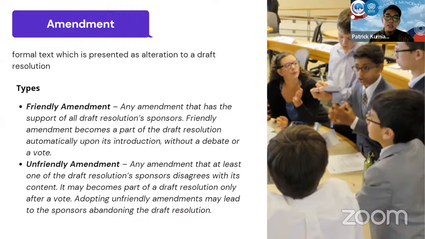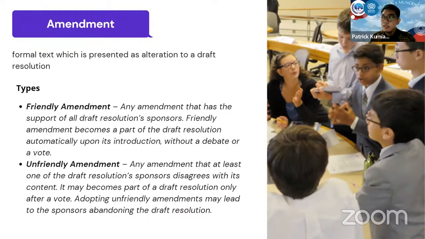Next is unfriendly amendment. So any amendment that at least one of the draft resolution sponsors disagrees with its content. So again, in the example of Finland, Sweden, and Russia, even if Finland and Sweden agree with your amendment, but Russia disagrees, that means it's still considered an unfriendly amendment. If it is an unfriendly amendment, it may become part of the draft resolution only after a vote. Adopting an unfriendly amendment may lead to sponsors abandoning the draft resolution.